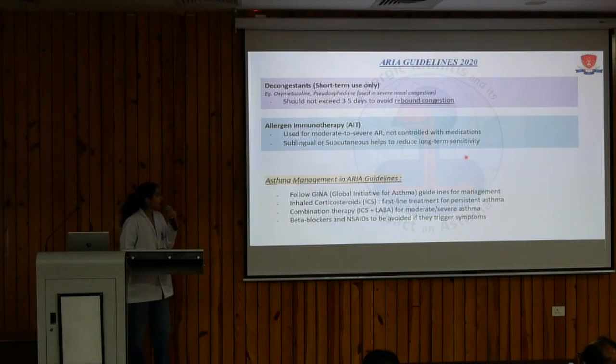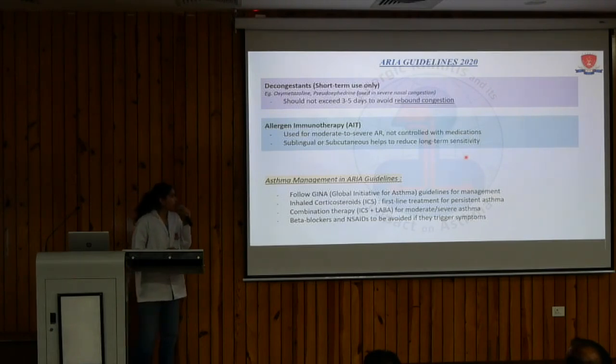The asthma management in ARIA guidelines says that we must follow GINA guidelines or the Global Initiative for Asthma, which has been touched upon by the Department of Medicine. Inhaled corticosteroids are the first-line treatment for persistent asthma. Combination therapy, which includes inhaled corticosteroids as well as long-acting beta agonists, are used for moderate to severe asthma. Beta blockers and NSAIDs are to be avoided if they trigger symptoms.